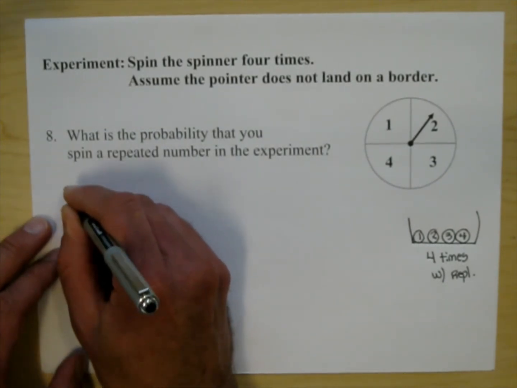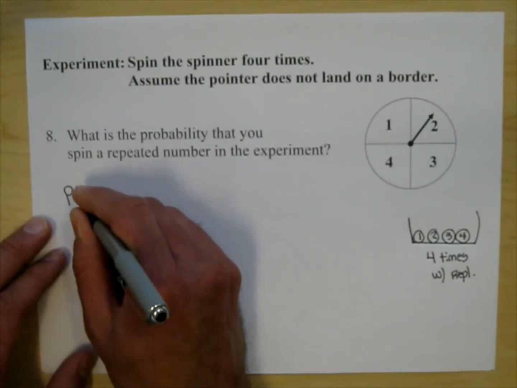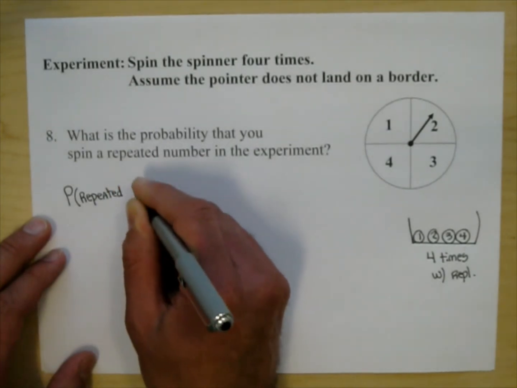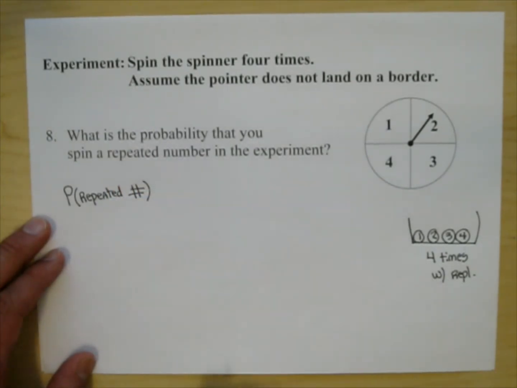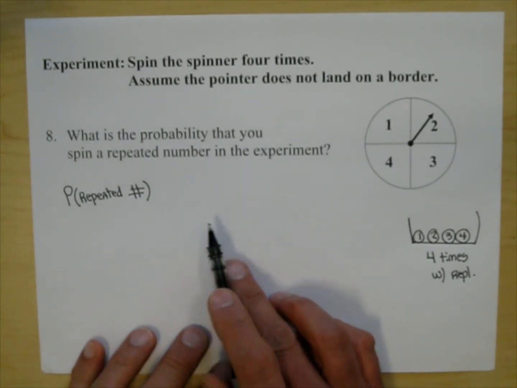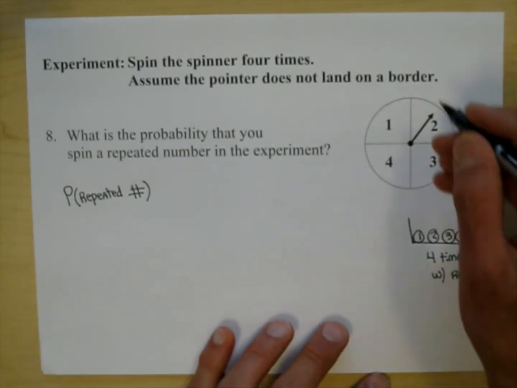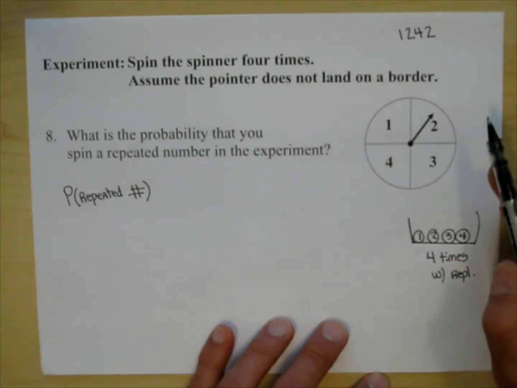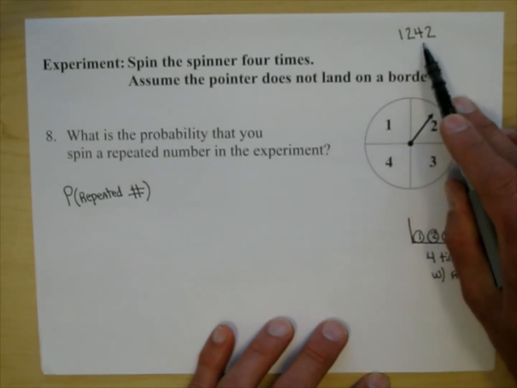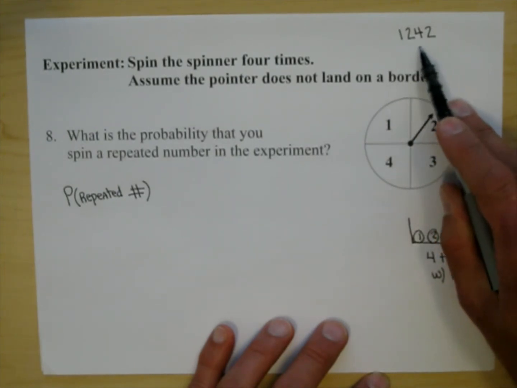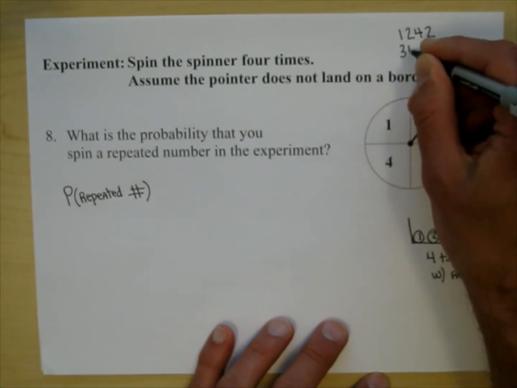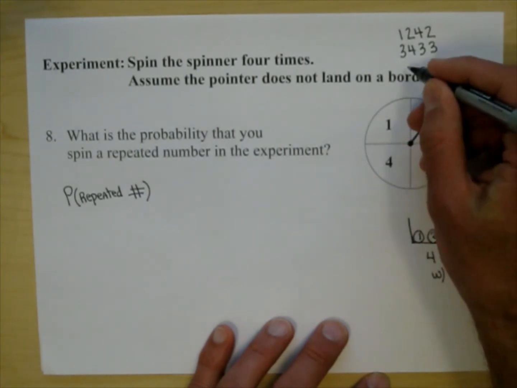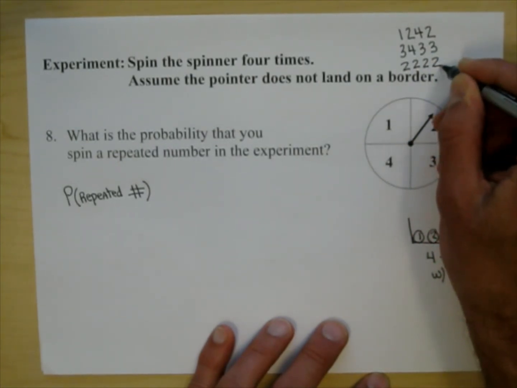So let me go ahead and write that out in shorthand. Probability you get a repeated number. Okay, so what does that mean? When you do this experiment, you can get a 1, 2, 4, 2. So this was the first spin, the second spin, the third spin, the fourth spin. That would be something that you would like. Or 3, 4, 3, 3. There's a repeated number. Or even a 2, 2, 2, 2.